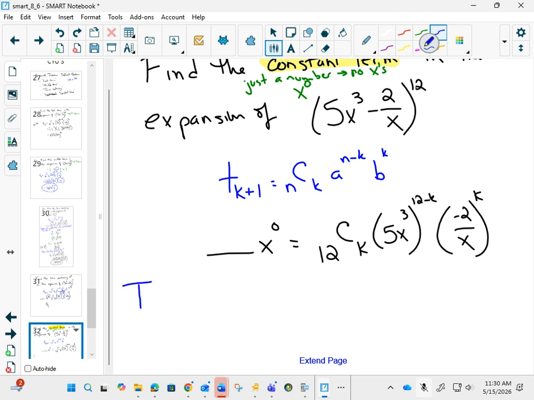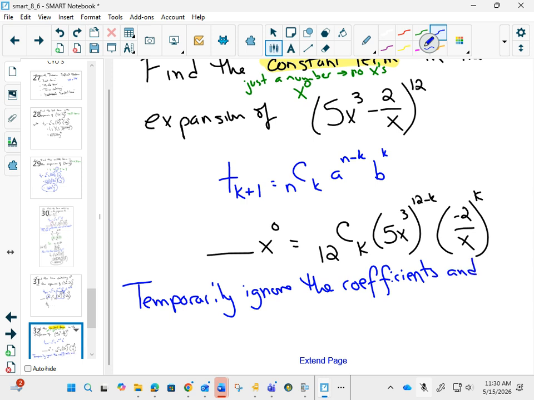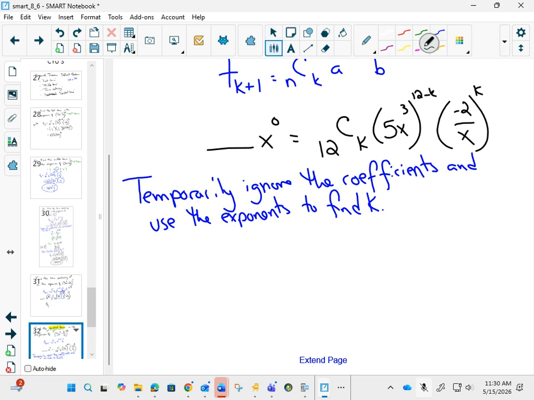What was our strategy? I'll write it out in blue again. Temporarily ignore the coefficients, use the exponents to find k. So on this side, we ignore the number in front. It's a good thing we can ignore it because we don't even know what it is. And just look at x and the exponent.